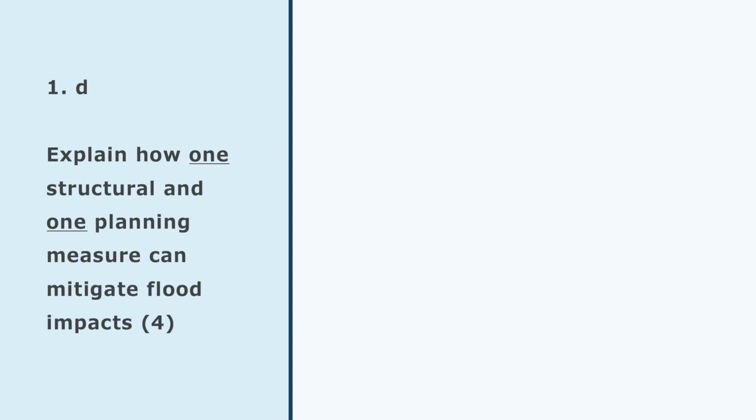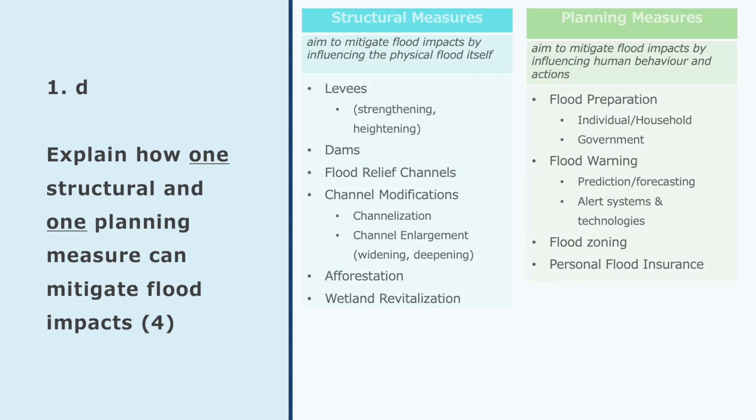Explain how one structural and one planning measure can mitigate flood impacts. So to answer this question, we need to know what is a structural and what is a planning measure for mitigating floods. A structural measure is something that aims to mitigate flood impacts by influencing the physical flood itself. So we're actually moving water into different places or changing the flow or slowing the flow, that kind of thing.